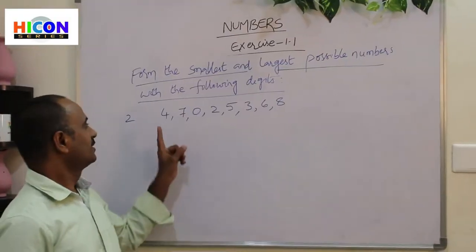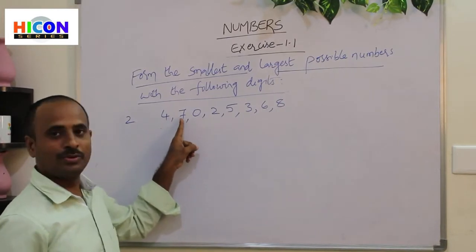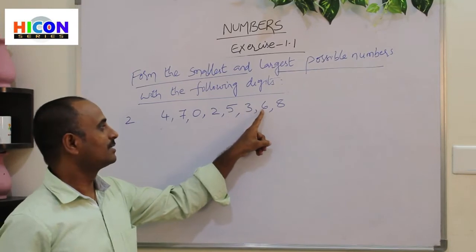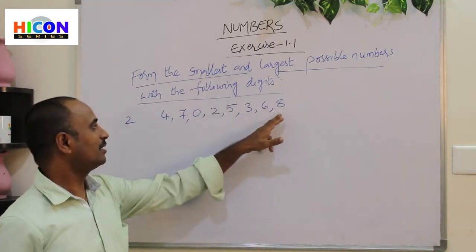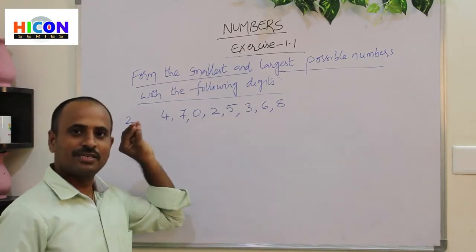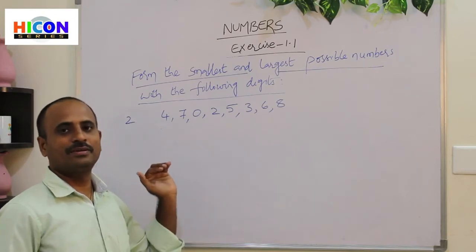Children, see the second problem in this section. There are a total of 1, 2, 3, 4, 5, 6, 7, 8 digits. So a total of 8 digits are given. By using these 8 digits, we have to form the smallest number and the greatest number.